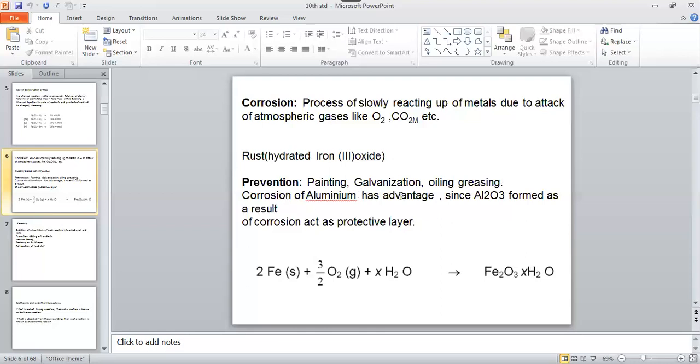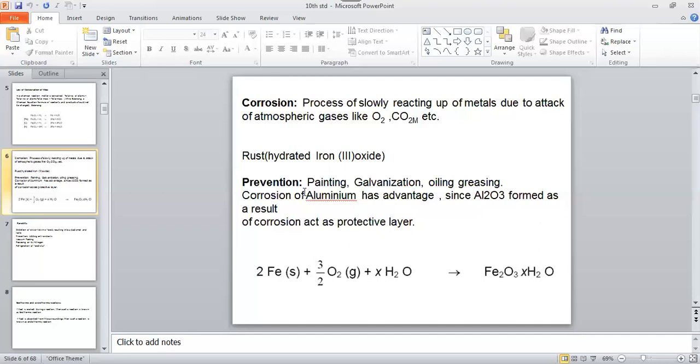Corrosion of aluminium has an advantage. Why is it an advantage? Because when aluminium metal corrodes, it gives aluminium oxide with formula Al2O3. This protects the inner layer of aluminium metal and further corrosion is avoided. So this is a protective layer on aluminium metal, and therefore the corrosion of aluminium metal is an advantage.